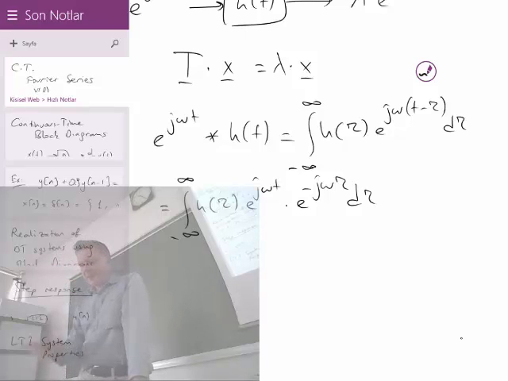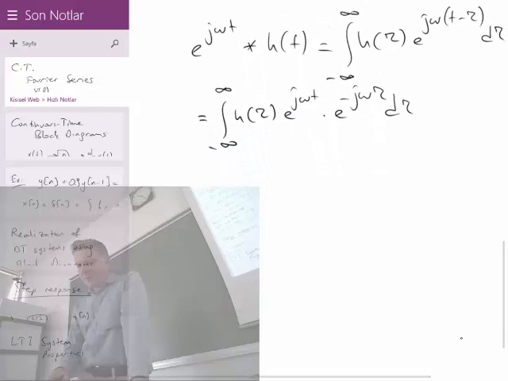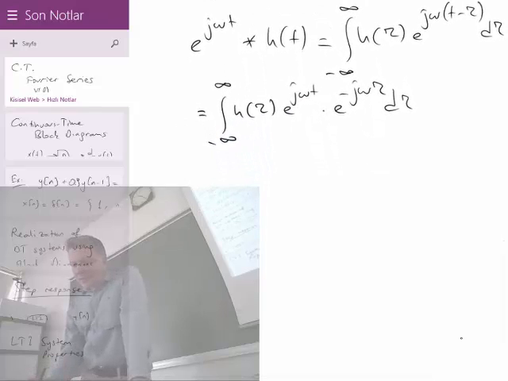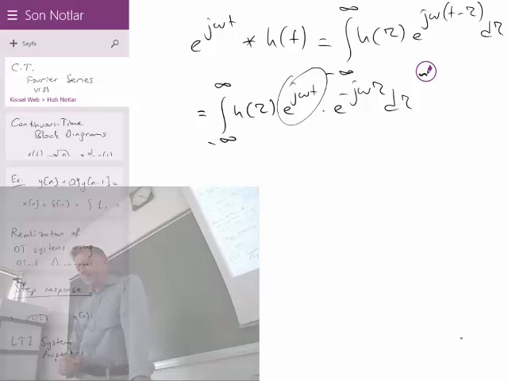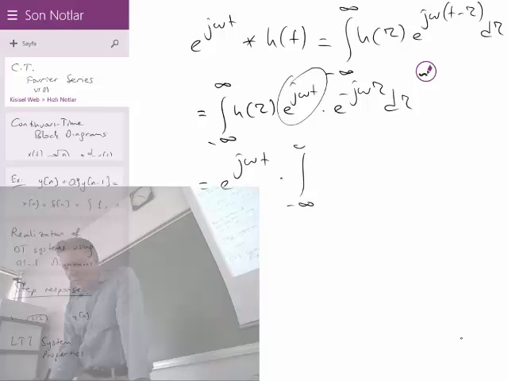Okay, I expanded the exponents. And this thing, e to the j omega t here, has nothing to do with the integration variable tau. So we don't need to keep it inside the integral. We can take it out. Times the integral, which will become from minus infinity to infinity, h of tau, e to the minus j omega tau, d tau.